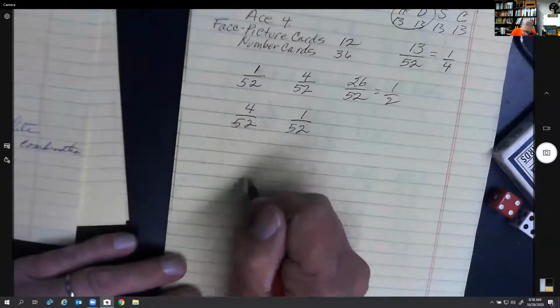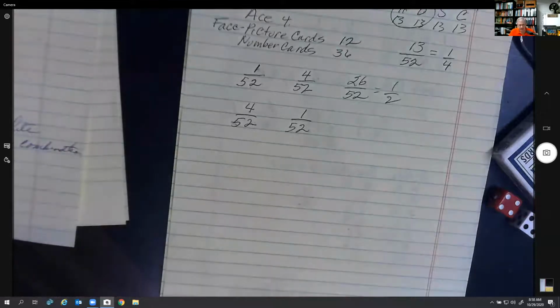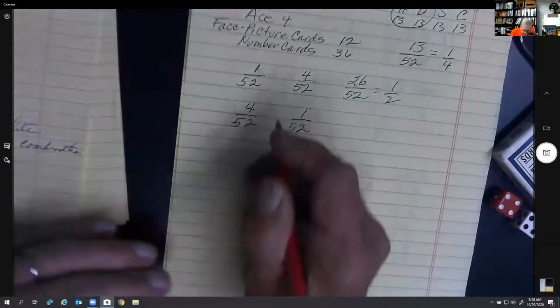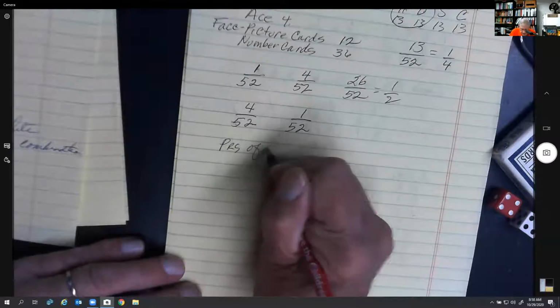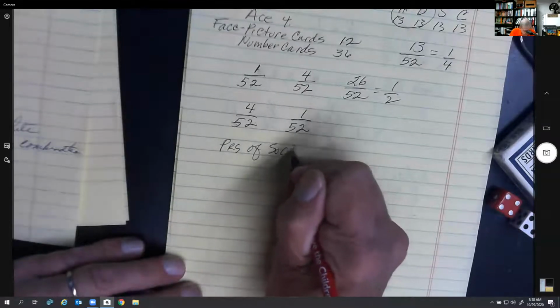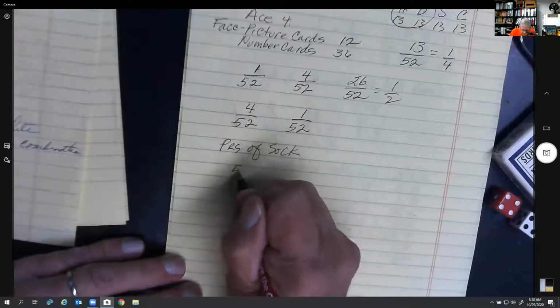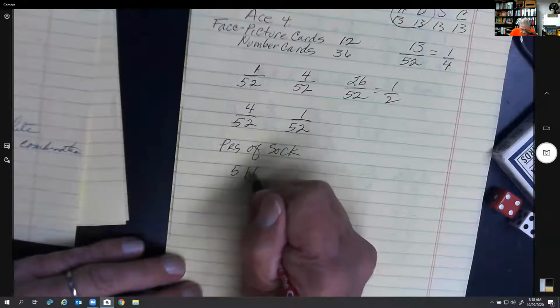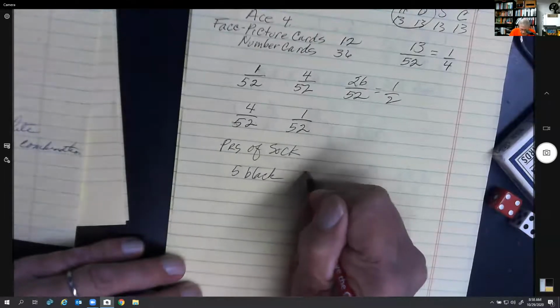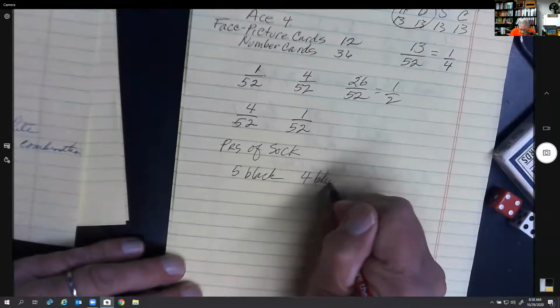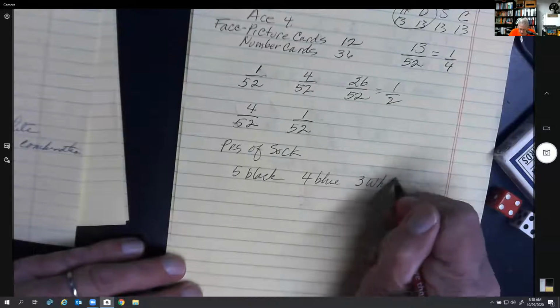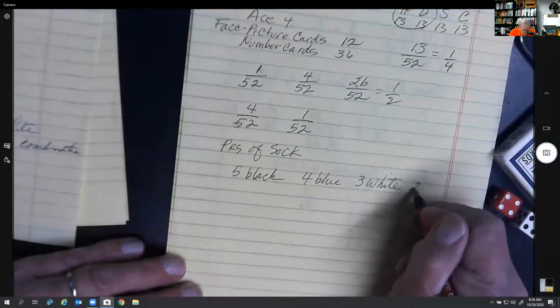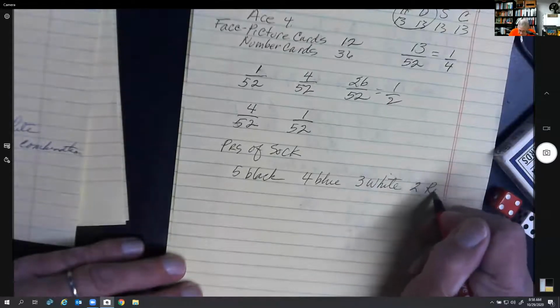I have a dresser drawer, and in that drawer I keep my socks. And in the socks I have pairs of socks. I have 5 pairs of black socks. I have 4 pairs of blue socks. I have 3 pairs of white socks. And I have 2 pairs of red socks.